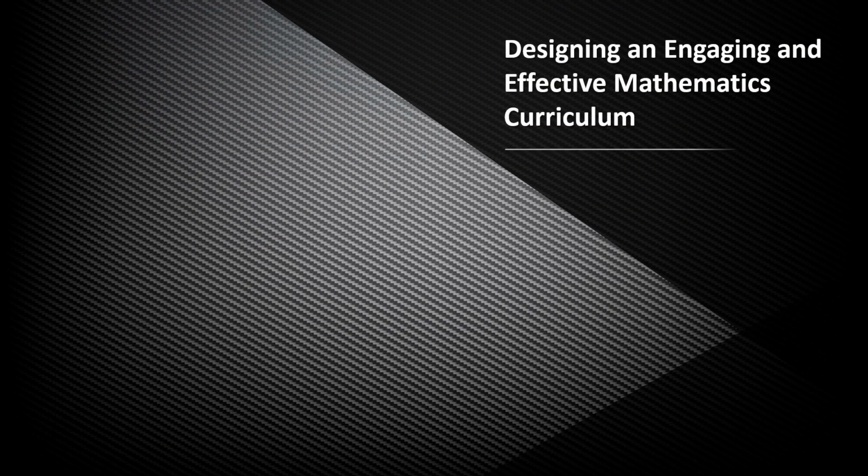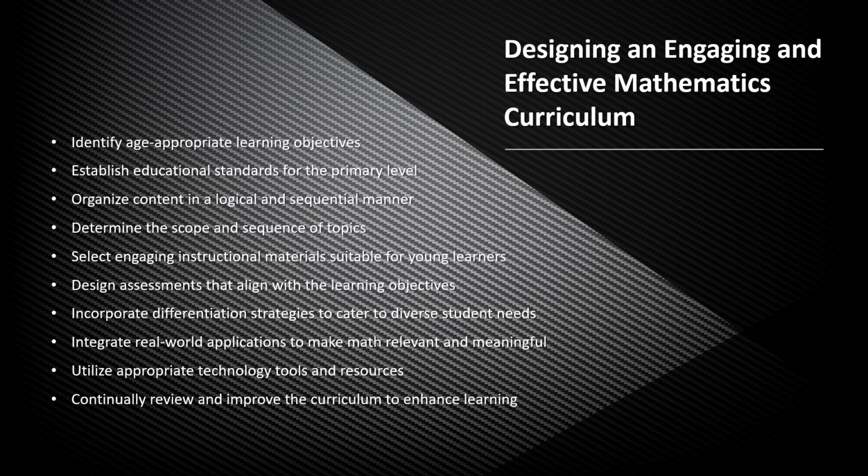Here are the steps and key elements involved in designing a mathematics curriculum for primary school. Identify age-appropriate learning objectives. Establish educational standards for the primary level. Organize content in a logical and sequential manner. Determine the scope and sequence of topics. Select engaging instructional materials suitable for young learners.